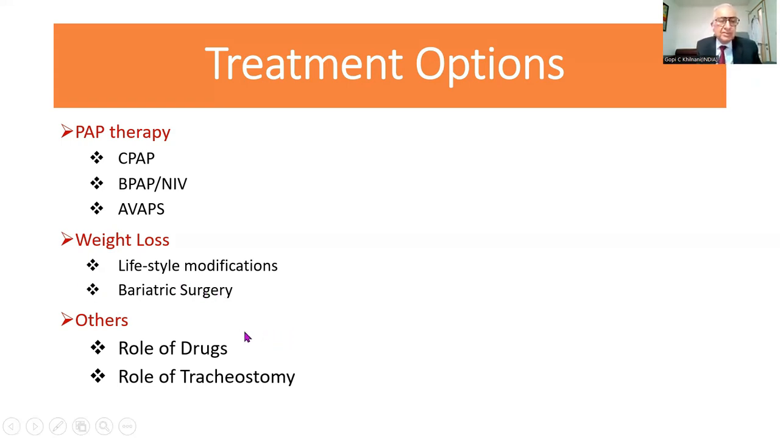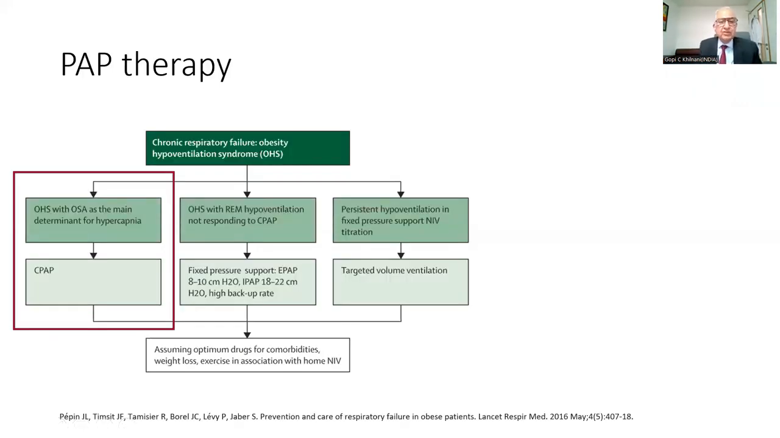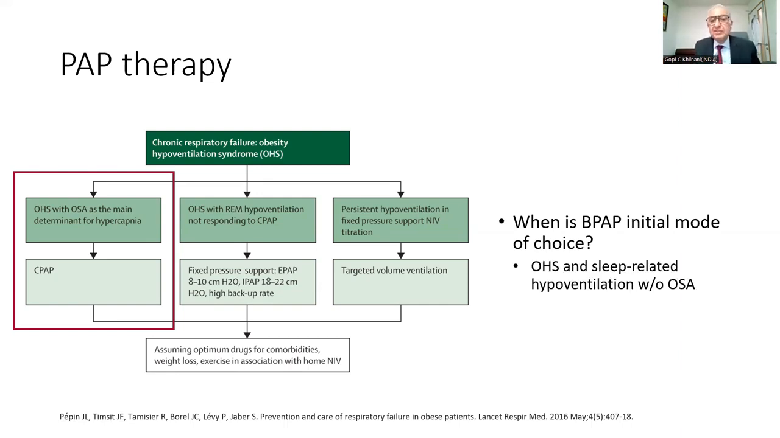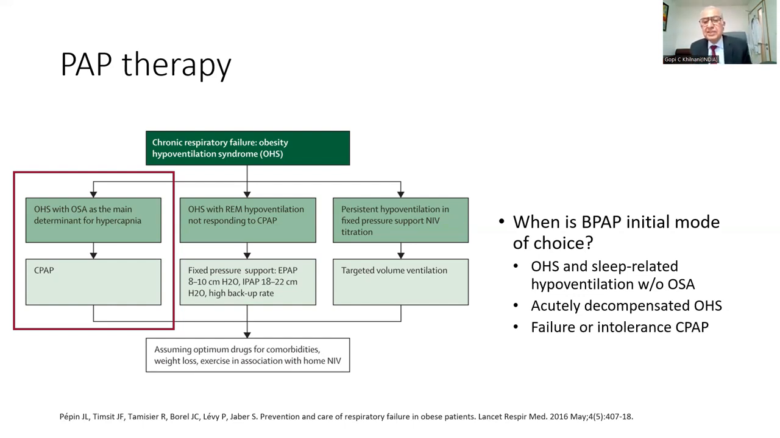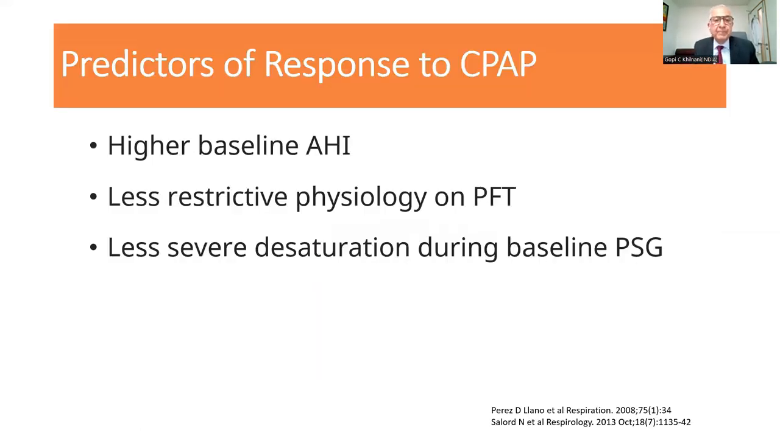Is there a role of drugs? Is there a role of tracheostomy? I'll be talking briefly about these. So positive airway pressure therapy is important for managing OHS and OSA, and it is also useful for acutely decompensated OHS which presents in type 2 respiratory failure, and also in patients who fail CPAP therapy.